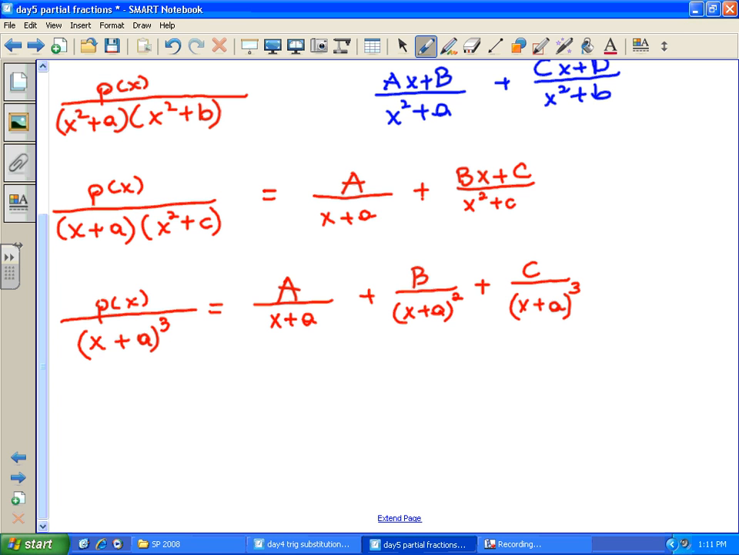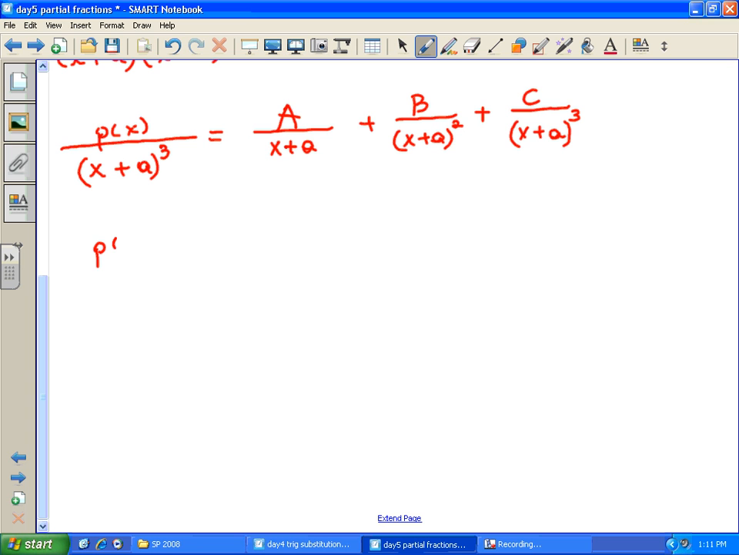And what is the situation with irreducible quadratics to a power? So for example, say you have p of x over an irreducible quadratic, something like x squared plus a, let's say to the second power to make it a little bit easier. This is also a repeated factor because it's x squared plus a times x squared plus a. For repeated factors, look at the power, whatever the power is, you're going to need that many fractions. Start with the power of 1, work your way to the highest power there.